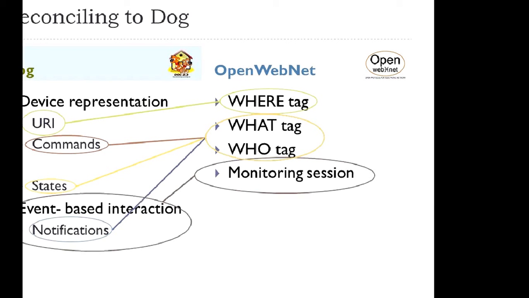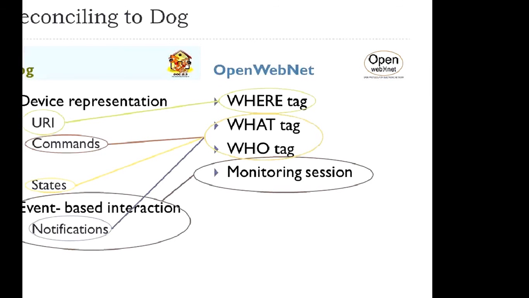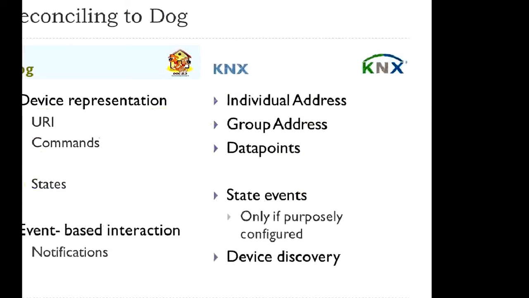So here the mapping was really simple, actually. Apart from this confluence of commands, states, and notifications on couples of what and where. Okay, but this is easily addressed because we know the commands only go from the application to the network, and notifications only go from the network to the application. So we can distinguish them. And states can be commands and notifications at the same time. And we got it.